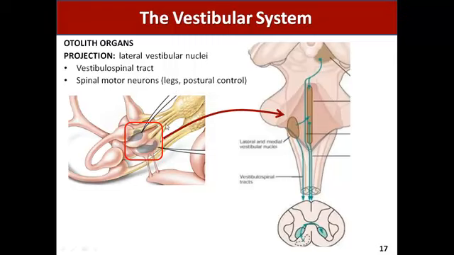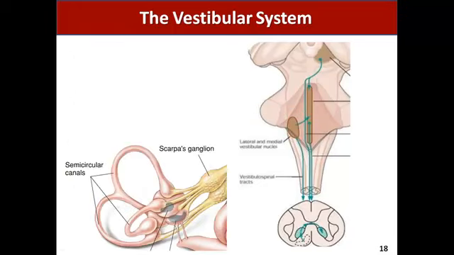And so that's what we see here depicted on this illustration, where the two separate portions of the otolith organs will transmit through the vestibular nerve. This one is a little bit lower here, but it will terminate on those lateral nuclei of the vestibular nuclei, and will then descend through vestibulospinal tracts, terminating onto and synapsing onto alpha motor neurons that will eventually control the muscles in our legs.